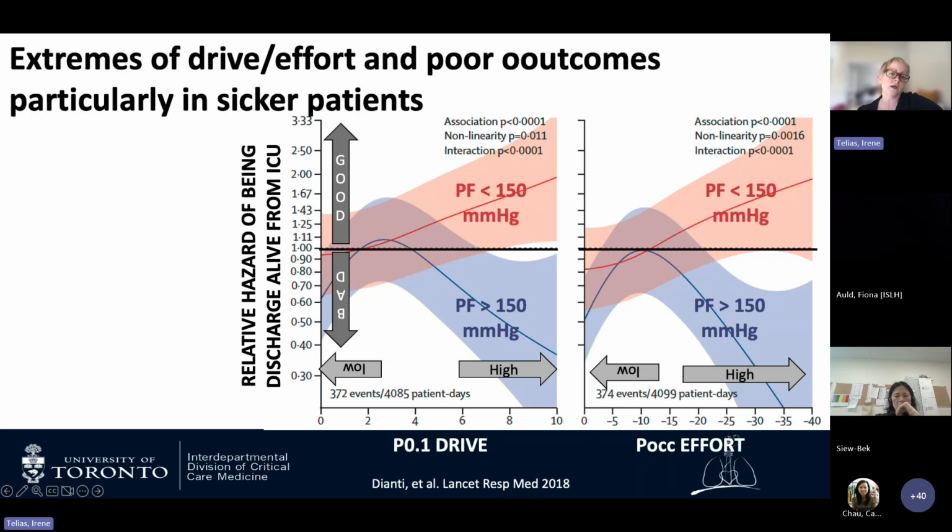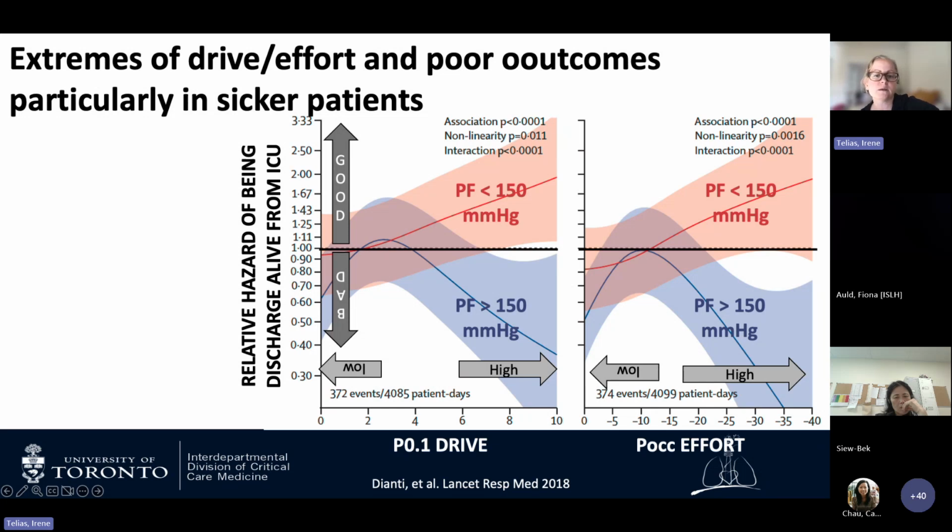And what they really found is that patients with very low or very high respiratory drive on the left, and inspiratory effort on the right, could have deleterious consequences. And the effect in this case was the relative hazard of being discharged alive from the ICU or not. The effect of this exposure on the patient's survival was actually related to the severity of the disease.